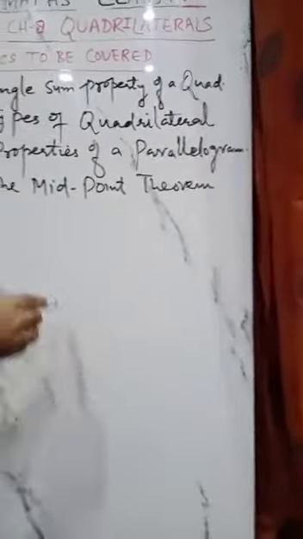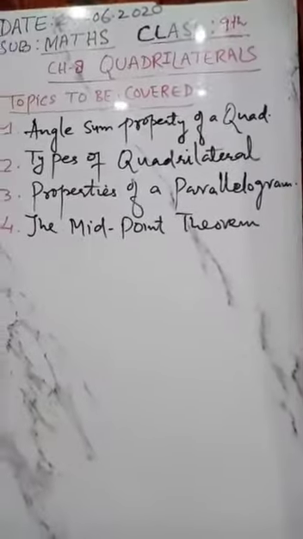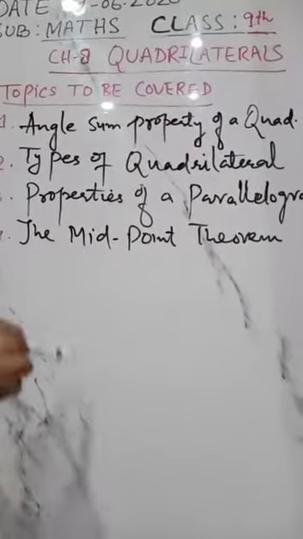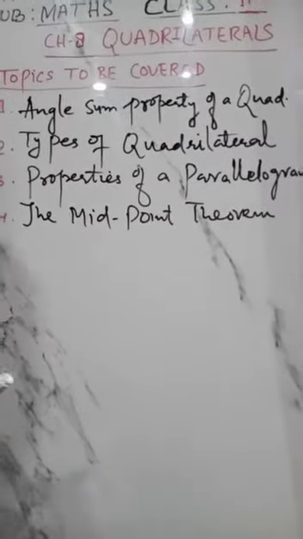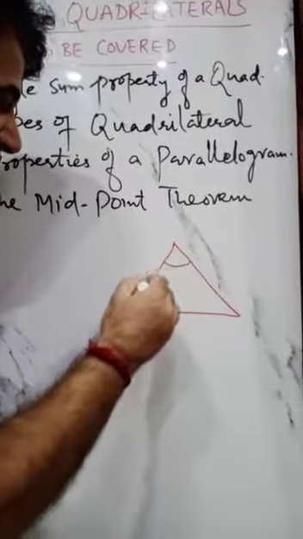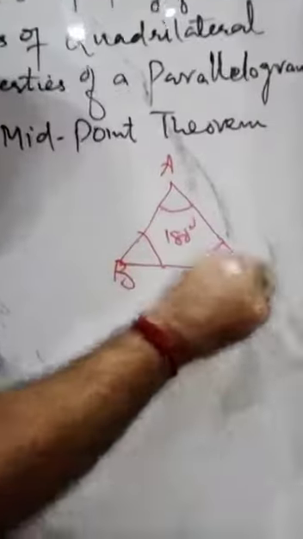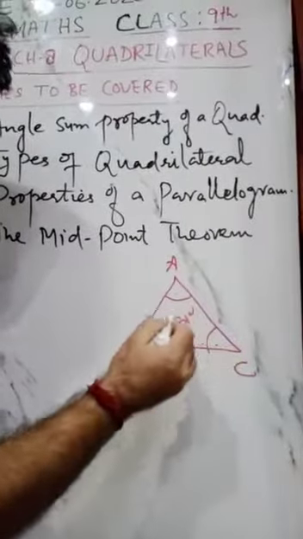As you have read chapter number 7, triangles, in that chapter we read about the properties of triangles and the congruency of triangles. Also in chapter number 6 you have read about the angle sum property of a triangle: the sum of the three angles of a triangle is 180 degrees. That means if we have a triangle, we have three angles, three sides and three vertices. The sum of the angles of a triangle is 180 degrees.